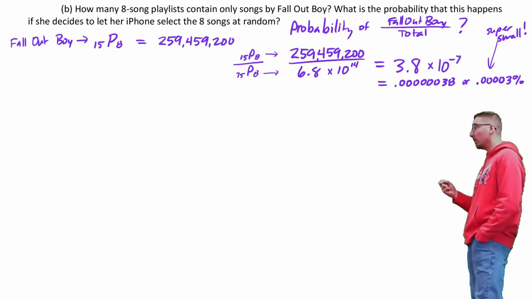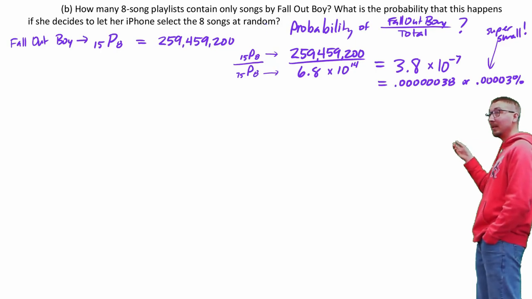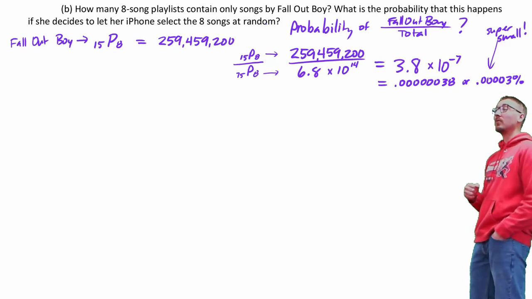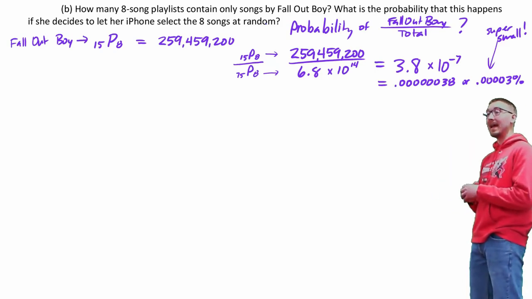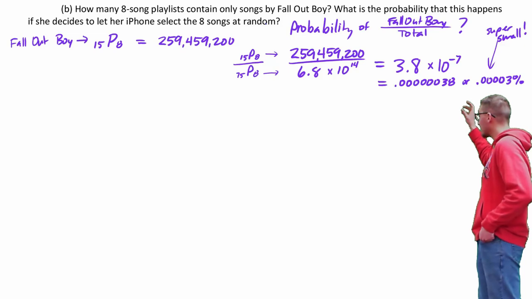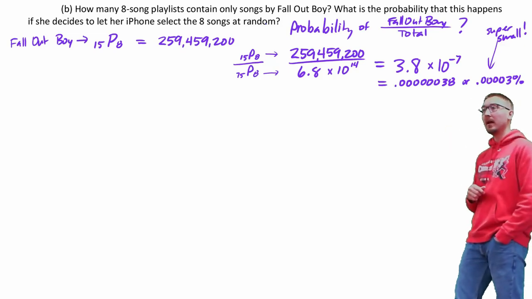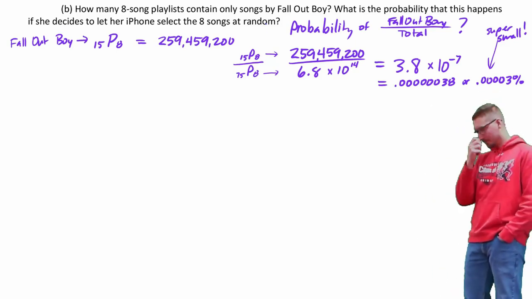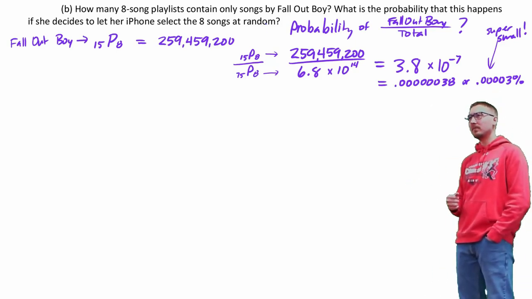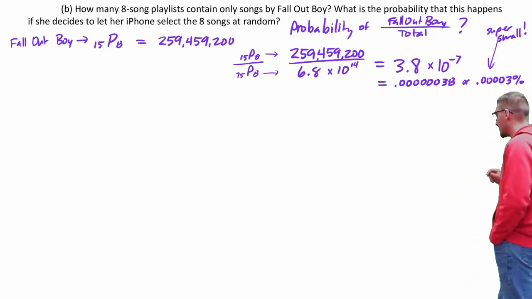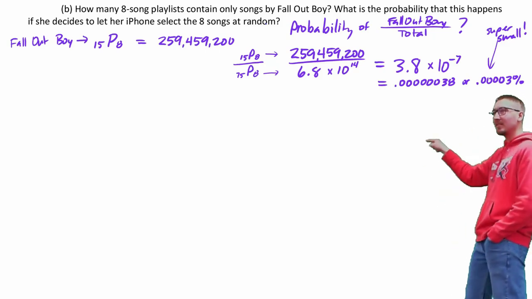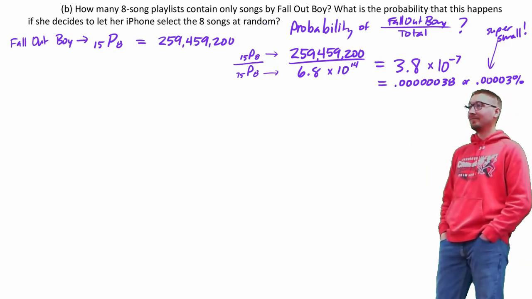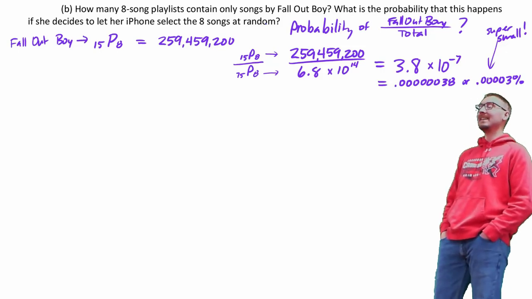Now, out of the total, which is 75P8, the total number of ways that you can choose 8 songs out of the 75. That was that huge number from Part A. We need to divide the answer that we just got by the answer that we got from Part A, and we get 3.8 times 10 to the negative 7. Is that big or is that small? Well, the negative exponent, or e negative 7, says move your decimal place 7 times to the left, which makes 0.000000038. Yeah, that is a teeny tiny percent.